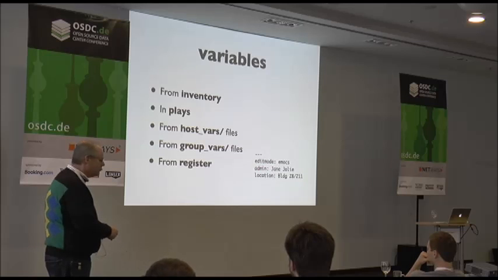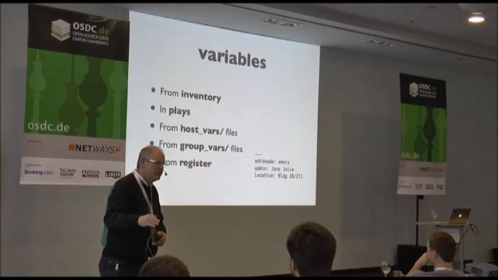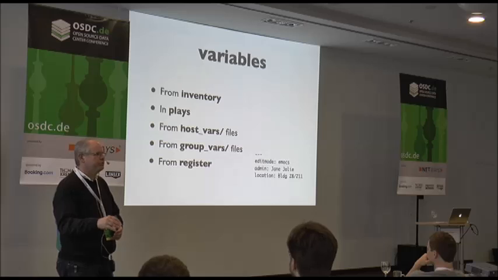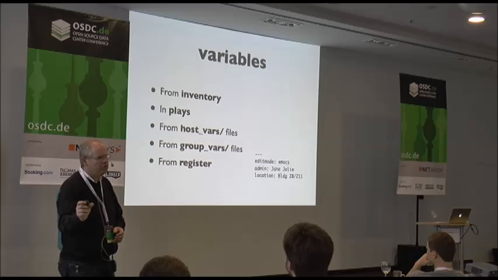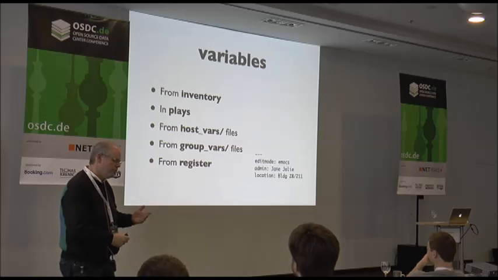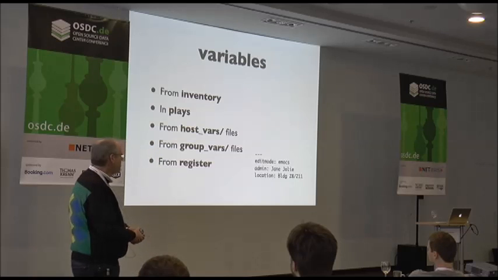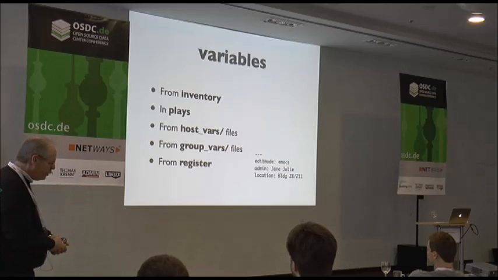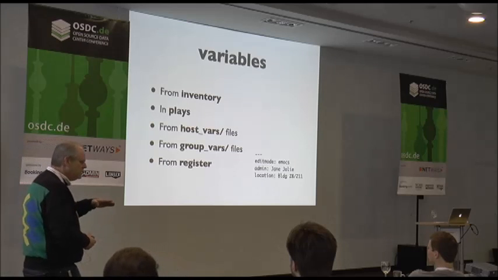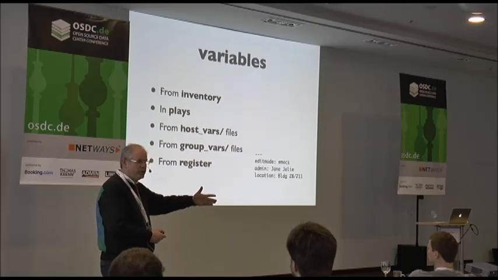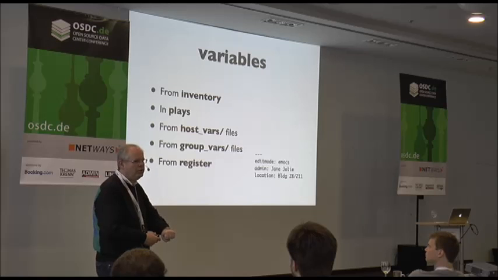YAML files, variable colon, variable colon, which are located in the host_vars directory, respectively the group_vars directory, and are picked up automatically by Ansible, from host vars matched on hostname.yaml, or for group vars matched by group.yml, automatically picked up and merged into whatever we already have. And a very powerful solution is the register keyword. Register allows us to run a task on a remote node and pick up, for example, its standard output and register that as a variable and use that subsequently in playbooks.